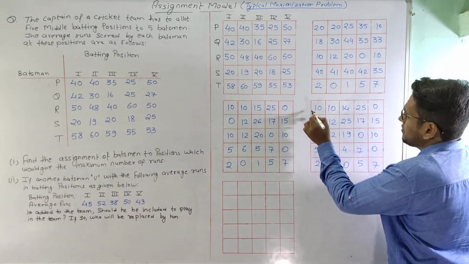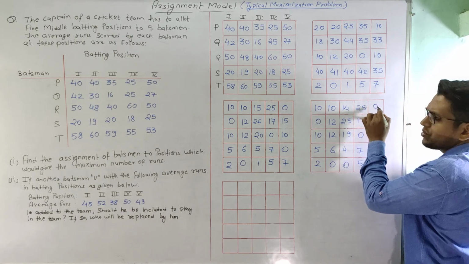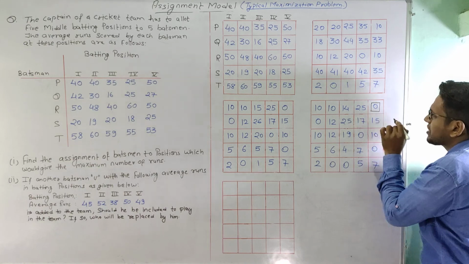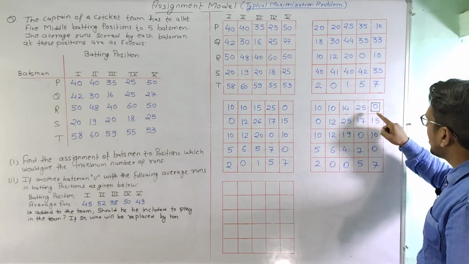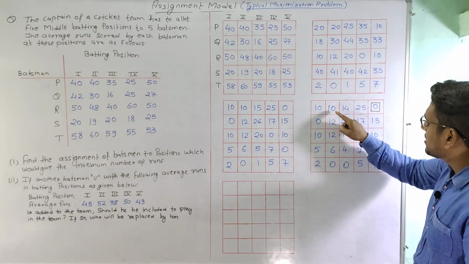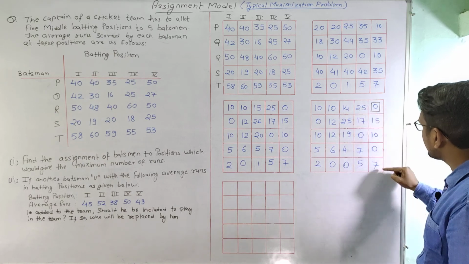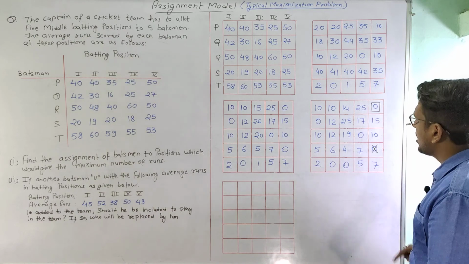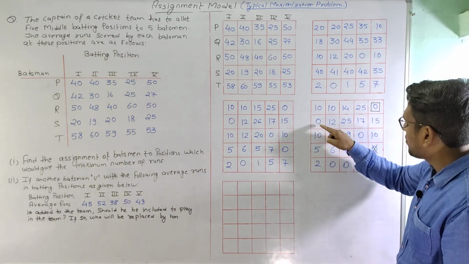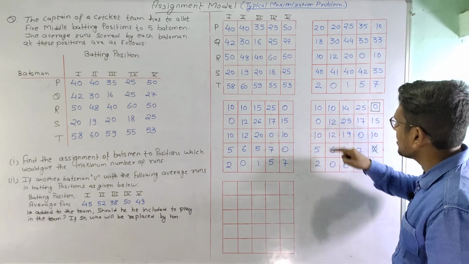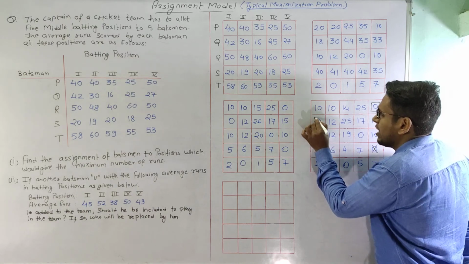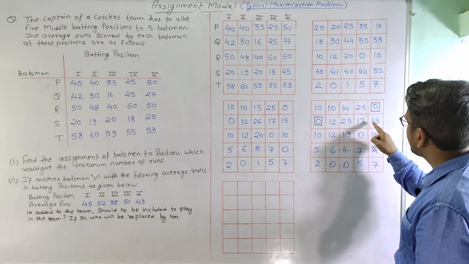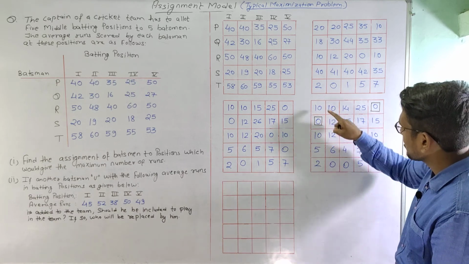In row 1, we can see that we have a single 0 here. So we will assign this 0, and once this 0 is assigned, no more assignment can be done in this row and in this column. So this 0 gets crossed out. Now moving on to row 2, we have another single 0 here. So we will assign this 0, and once this 0 is assigned, no more assignment can be done in this row and in this column.